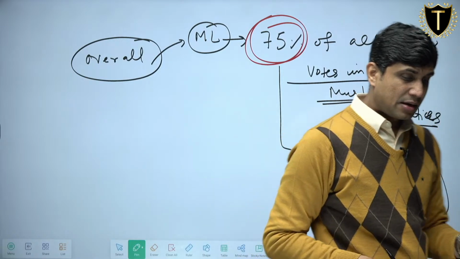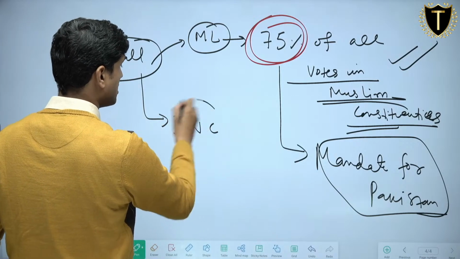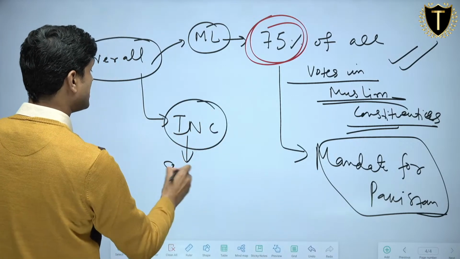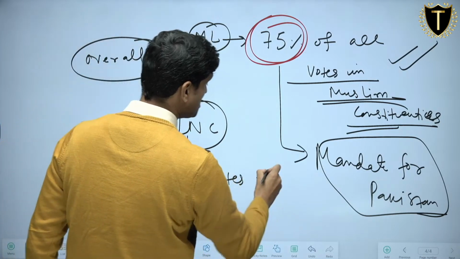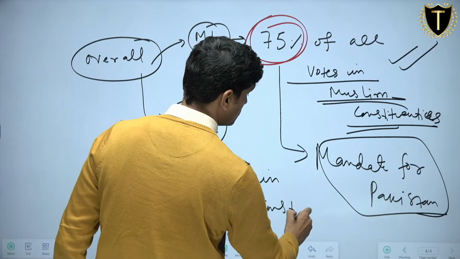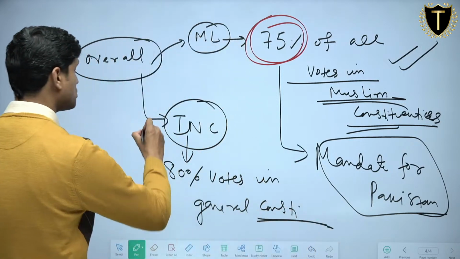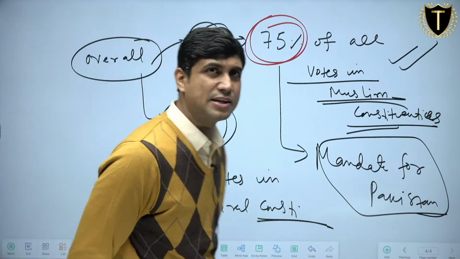If we see the situation of Congress, it was also not lagging behind. It won 80% of votes in general constituencies, which clearly shows the popularity of Congress among the general population.